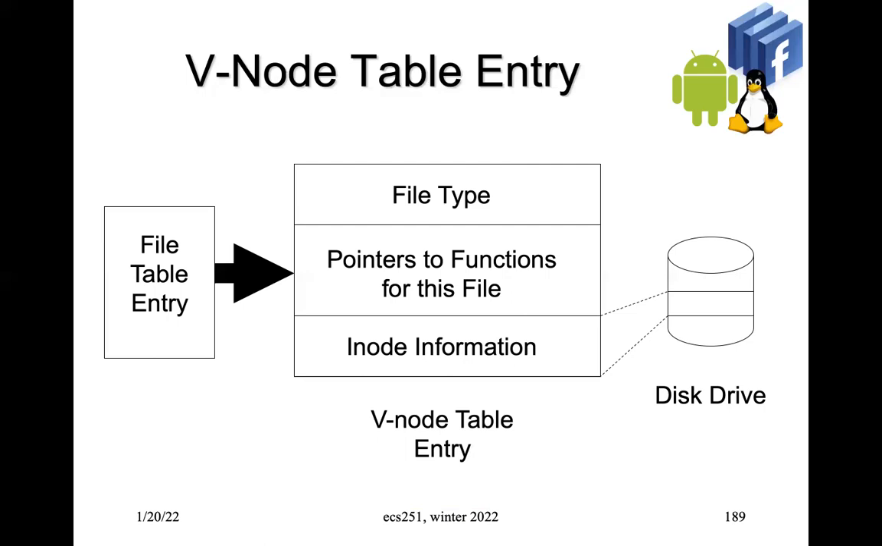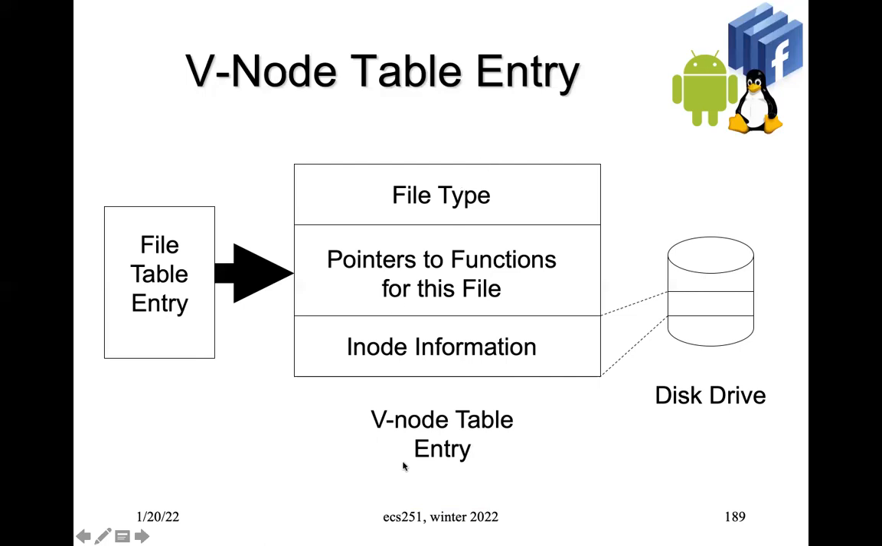Polymorphism means it's the same class of object, but when you call it, depending on how this object was created, it will invoke different functions to handle what you want. So it's really powerful object-oriented programming when you introduce the concept of vnode here, okay? And we will see examples of why this is necessary.